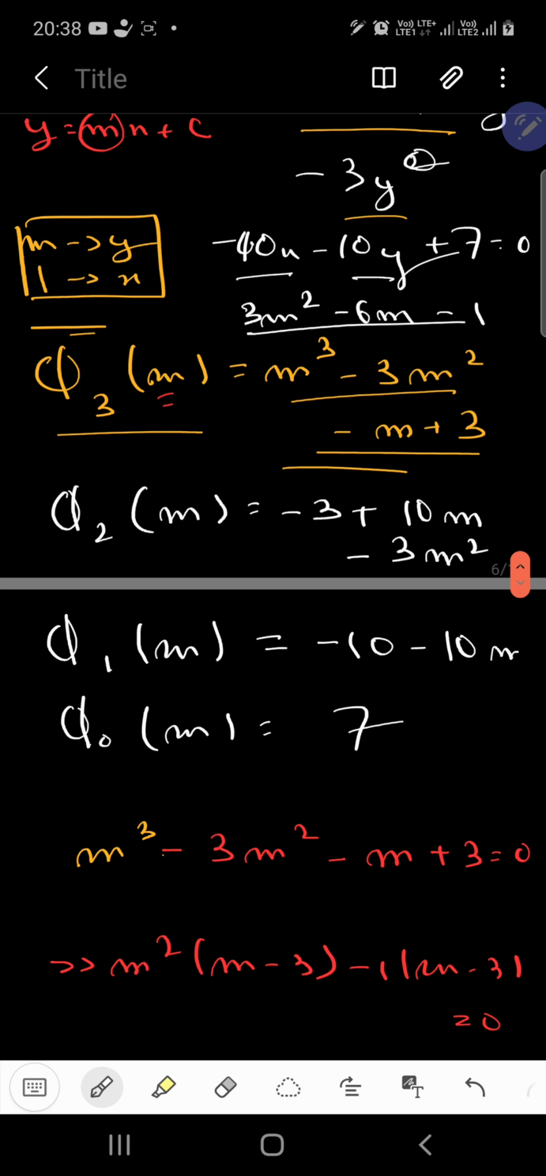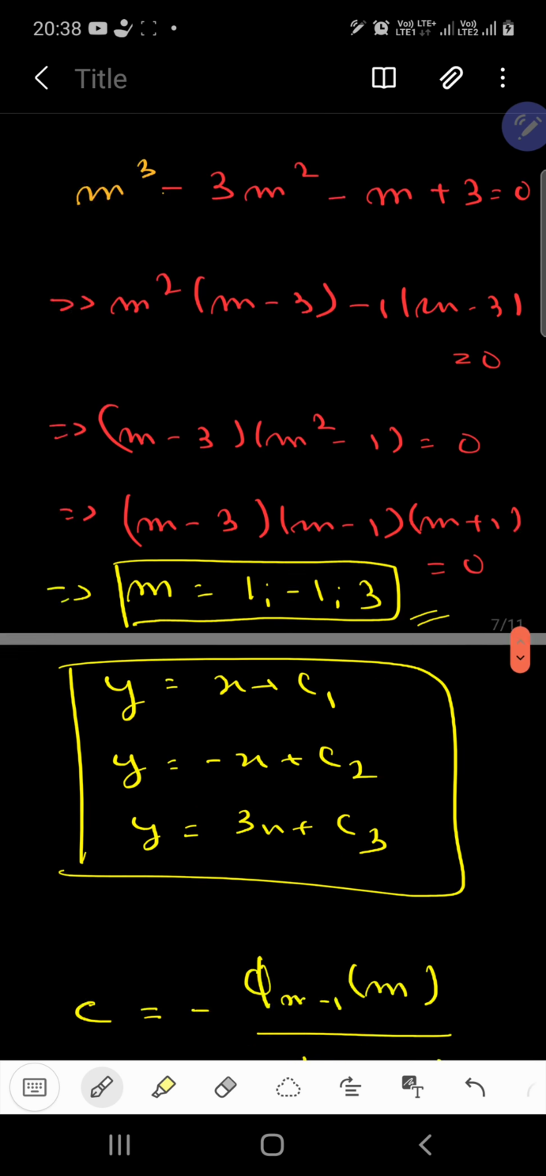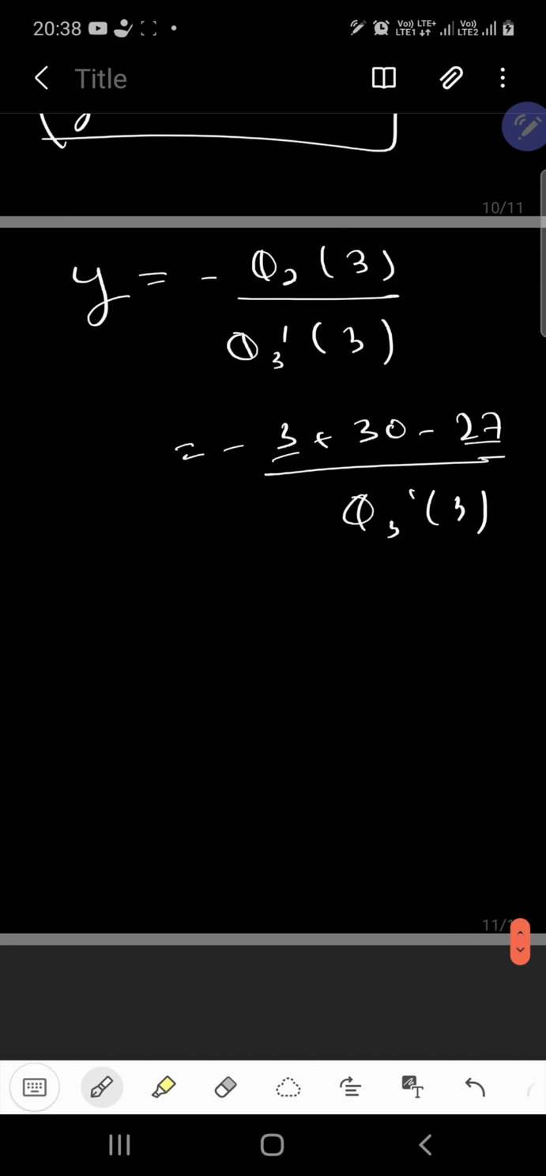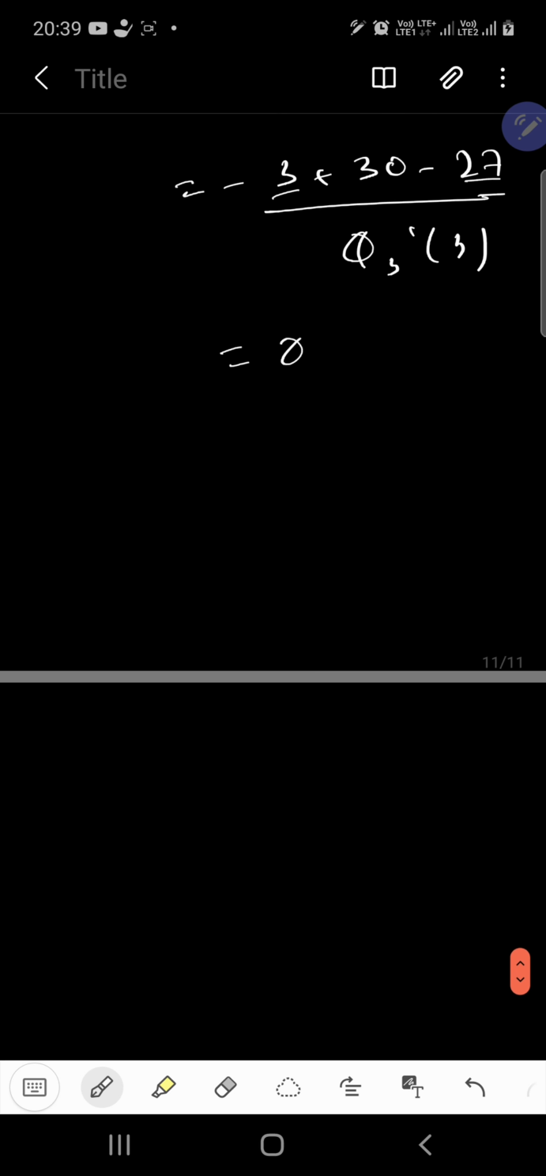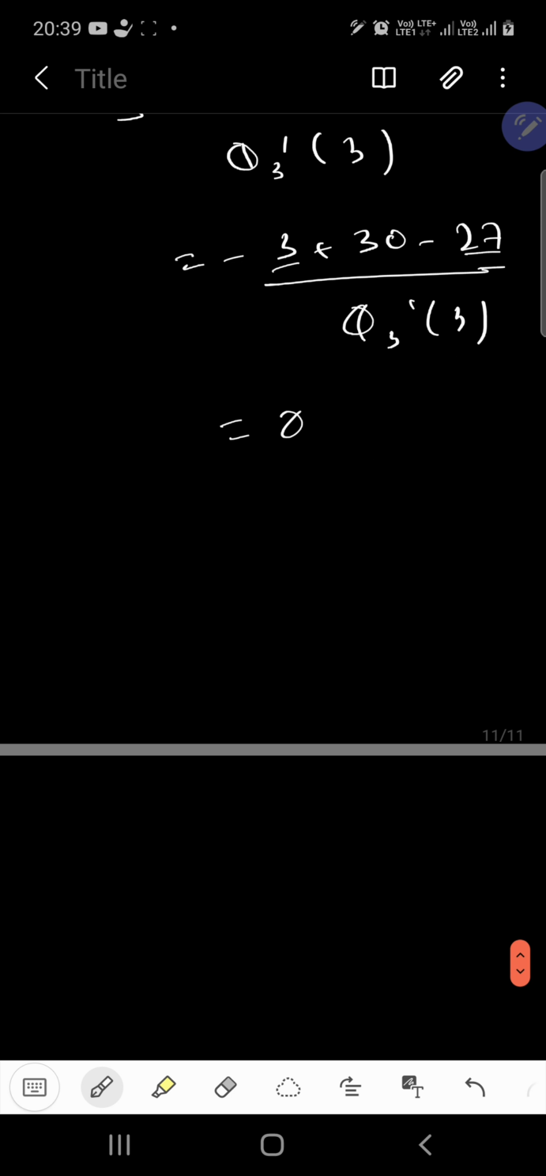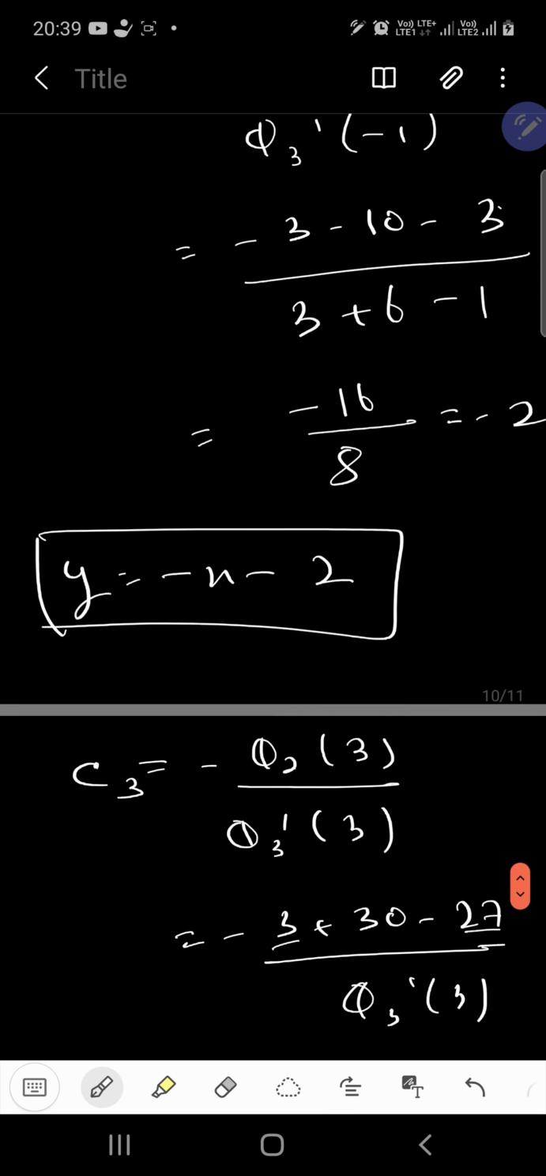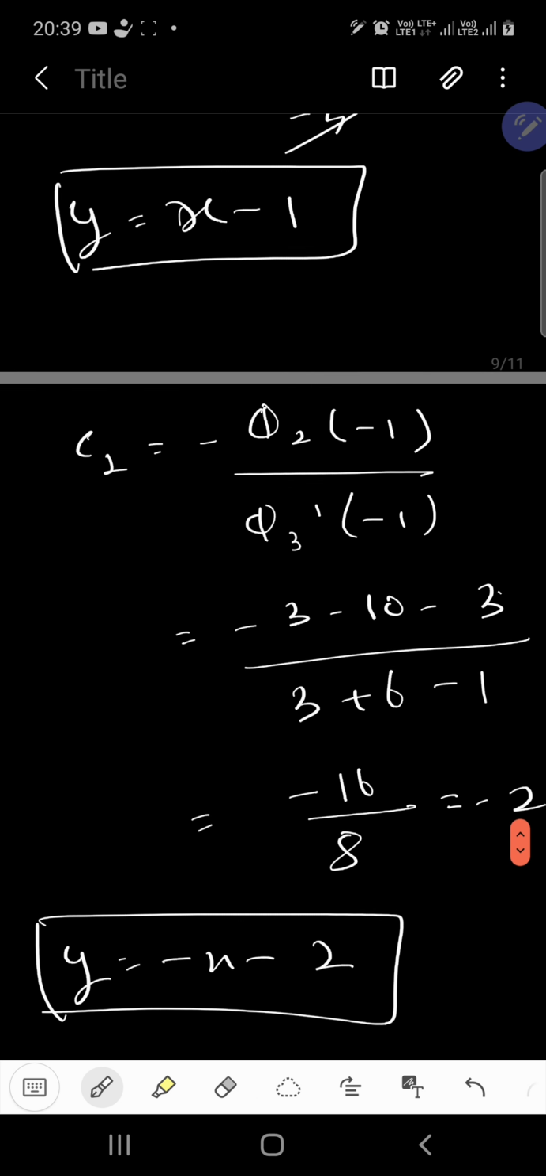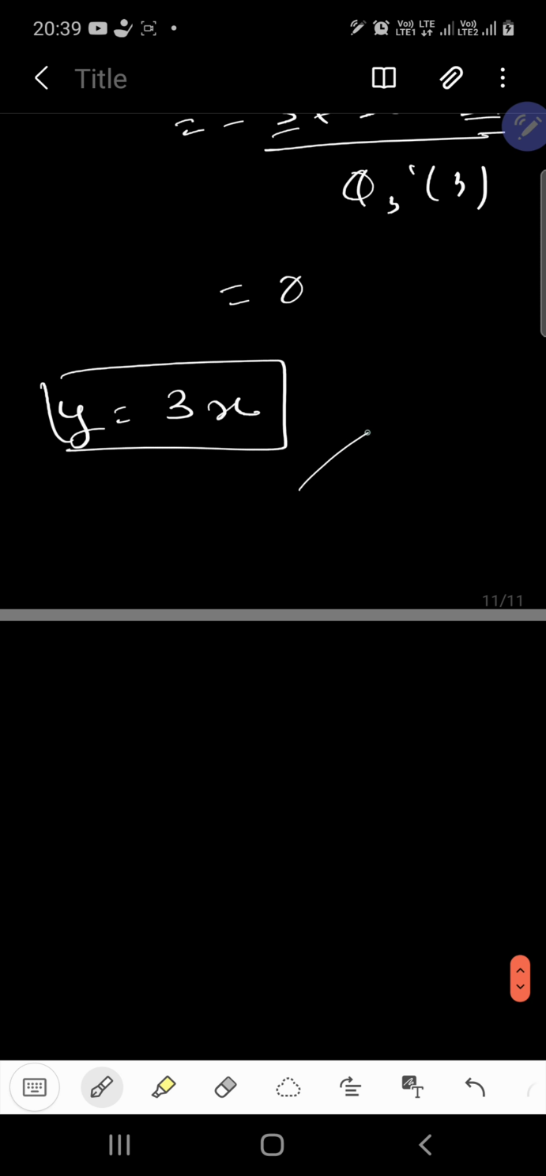So you have your phi 3 dash 3, this one, which is 27 minus 18 gives you 9 minus 1. So this is not equal to 0, and the above portion is 0. So c equal to 0. Not y, I am very sorry, this will be c. Have I written y? No, c3. So the final equation is y equals 3x, and your c portion is 0. So these are the three oblique asymptotes which you get: y equals minus x minus 2, y equals x minus 1, and y equals 3x.